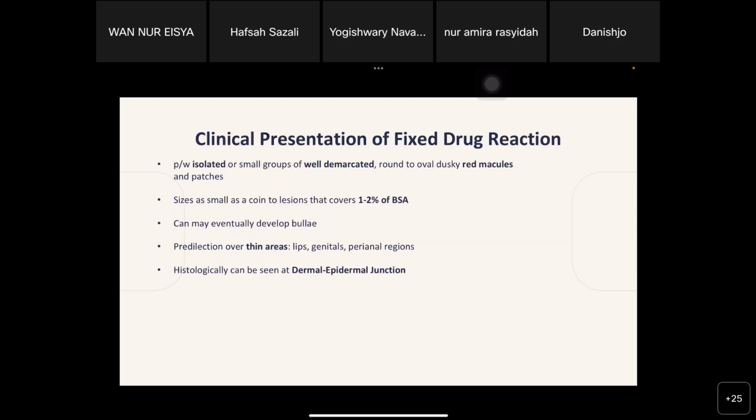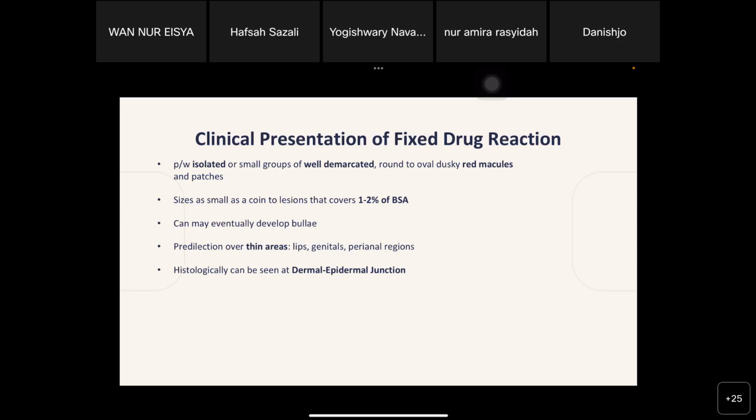We identify fixed drug reaction when the patient presents with isolated or small groups of well-demarcated lesions. They can be round to oval in shape with dusky red macules and patches. The size can be as small as a coin, and the biggest can go up to 1 to 2% of body surface area. FDE may also gradually develop into bullae.